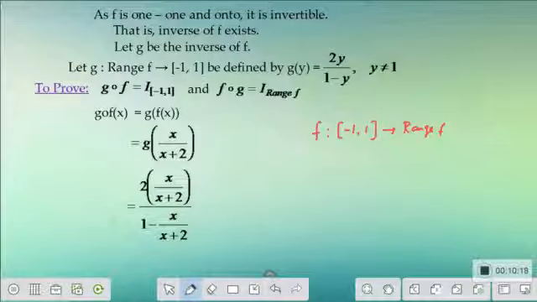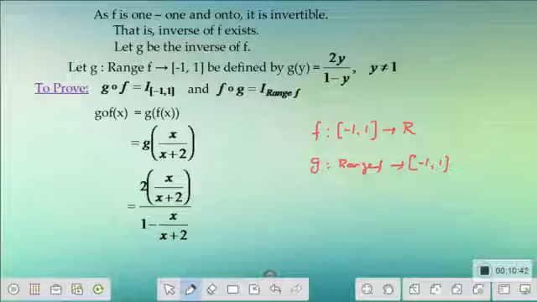Range f is a set of real numbers. Sorry, it is a subset of the real numbers. So range f is a subset of the real numbers, and if we define a function g from range f to the closed interval minus 1 comma 1, then I can say the function g will be the inverse of f, provided I need to find out what exactly it is.